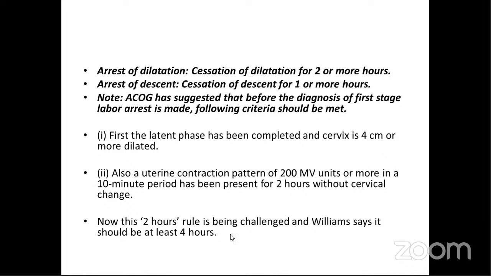Now, this 2 hour study is being challenged, and the Williams textbook says that it should be at least 4 hours. But according to the WHO, or even in routine practice, we consider it as 2 hours and do not really wait up to 4 hours theoretically, right? So these are the two important criteria to say that there has been a delayed or protracted active phase of the labor, right? So these are the two important criteria to remember.